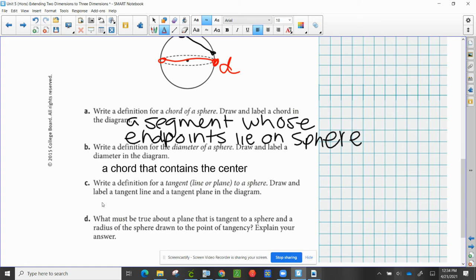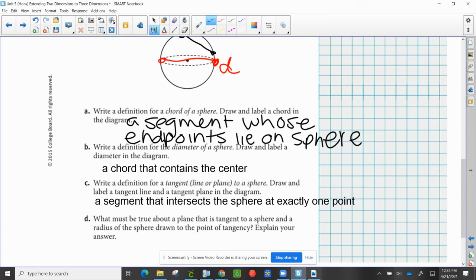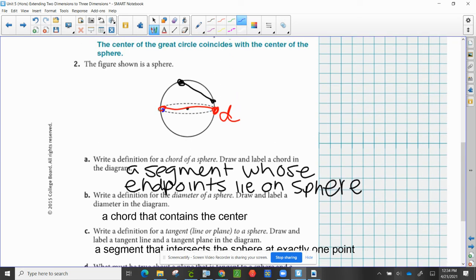Okay, well, remember, a tangent line is a segment that intersects the sphere at exactly one point only. Okay, so if we draw this in, maybe I'll do this one in blue. If we have a point on the sphere, the tangent line intersects only at that one point. So it kind of runs alongside the sphere. That would be our tangent.